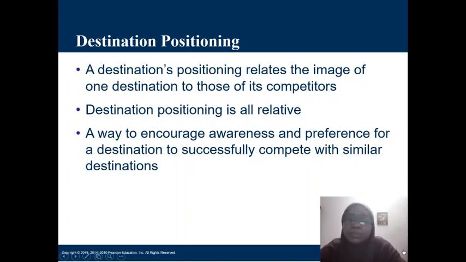Okay, destination positioning is all relative. It depends on whoever is assessing or doing the assessment, so it is all relative. It's a way to encourage awareness and preference for a destination to successfully compete with other similar destinations. So positioning will likely encourage awareness, to encourage people to be aware, and their preferences for a destination can also lead to successful competition with similar destinations.